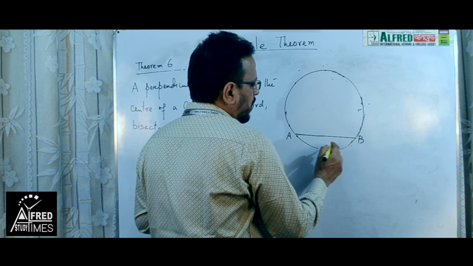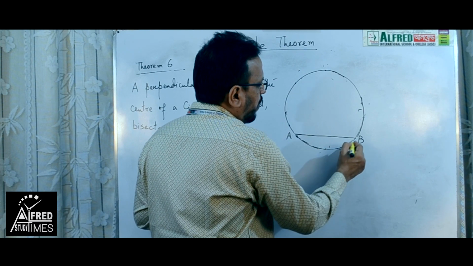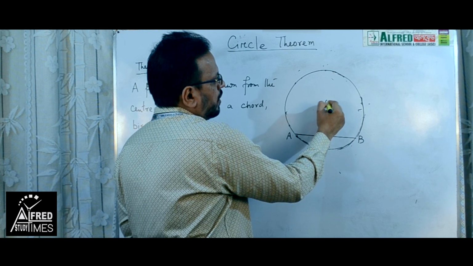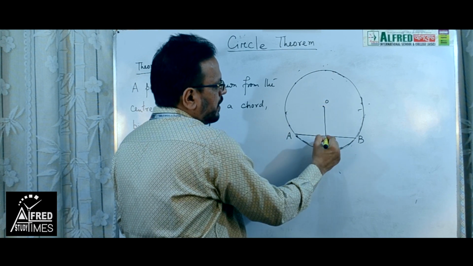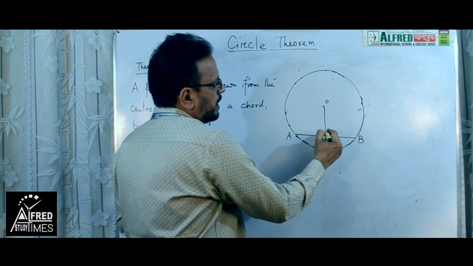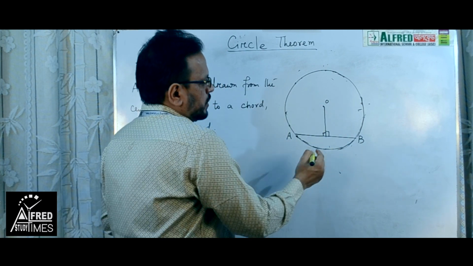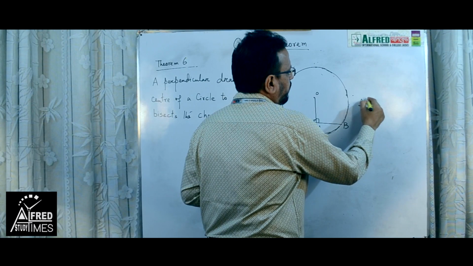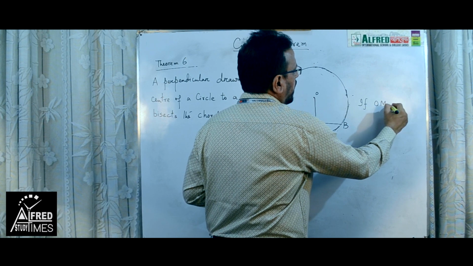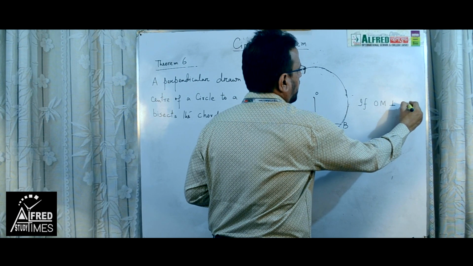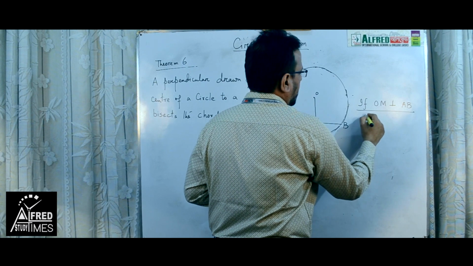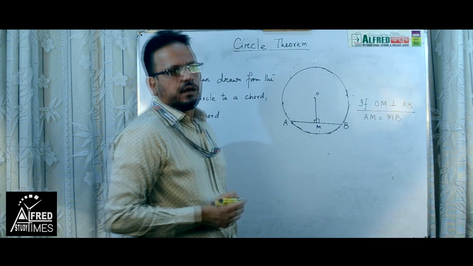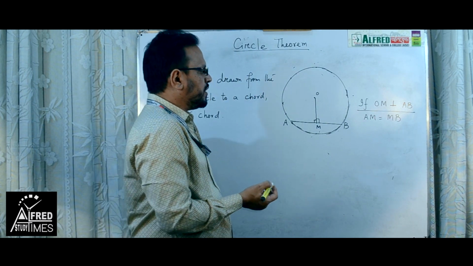This straight line is the chord. And if I draw a perpendicular from the center, this is the center O. If I draw a perpendicular from here, this is the perpendicular. So OM is the perpendicular. So it says that if OM is perpendicular to AB, then AM is equal to MB. Understood? Let me show you the proof also.